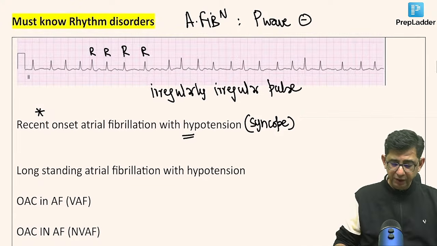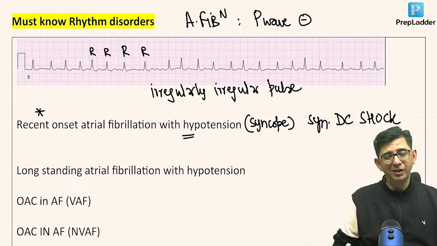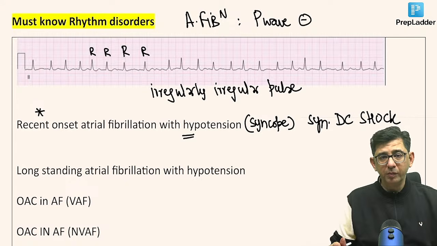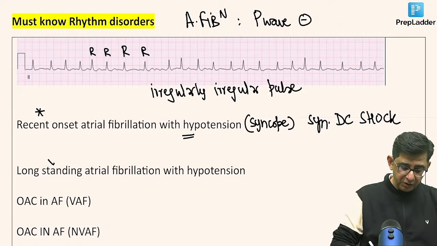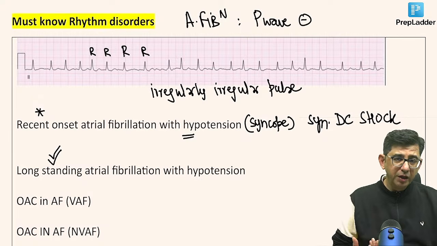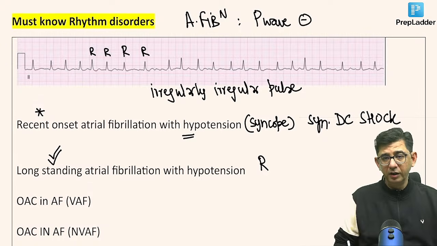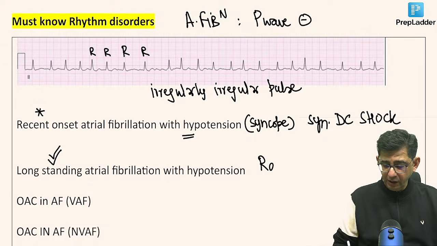But if the person loses consciousness and it's a recent onset atrial fibrillation, we can give a DC shock because the clots have not formed in the heart. But if he mentions long-standing atrial fibrillation with hypotension, like an alcoholic with cardiomyopathy, then even if there's hypotension present, I will dare not give DC shock because there are clots in the heart. So there the answer would be rate control.